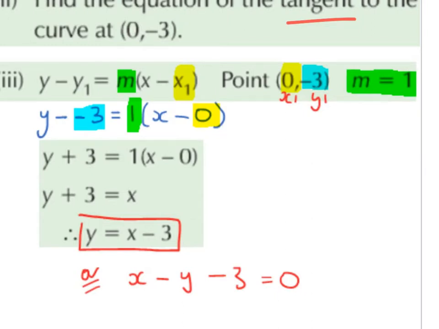So what we're going to do is bring the plus 3 over the equal sign, and it becomes minus 3. So we get y is equal to x, or 1x, minus 3. So this is the equation of our tangent. And usually it is in the form of y equals mx plus c, but in this case our m is 1, so we just have x.